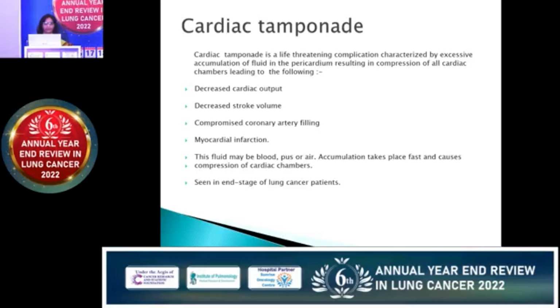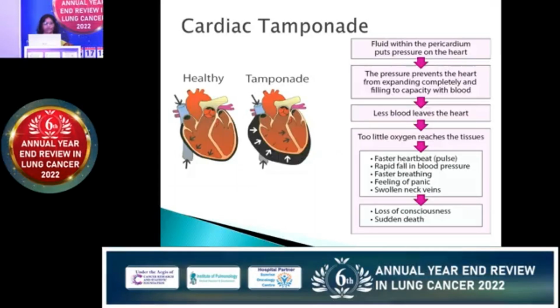This fluid may be blood, pus, or air. Accumulation takes place fast and causes compression of cardiac chambers, usually seen in the end stage of lung cancer patients. But 80% of the patients, when they are diagnosed, are in metastatic stage. Here you can see the healthy heart and the cardiac tamponade. You can see the arrow where the fluid is.